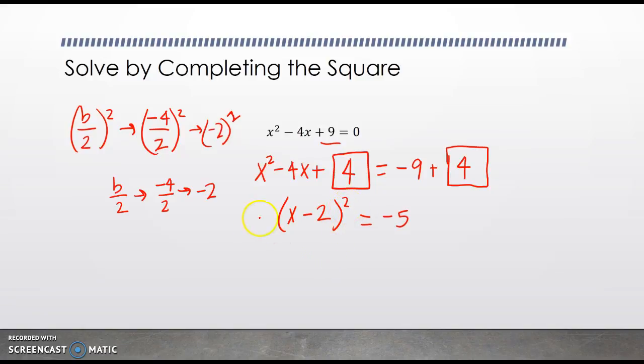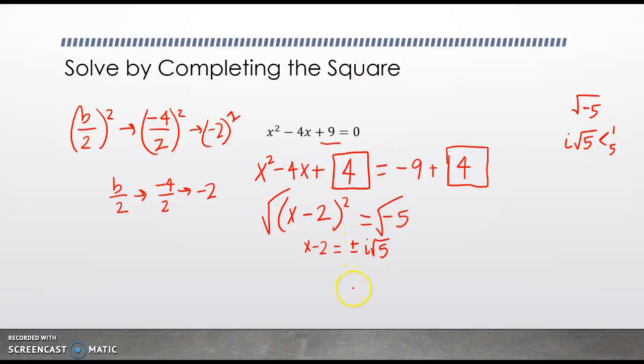To cancel out the square, I take the square root of both sides. That leaves me with x minus 2 equals the square root of negative 5. I'm going to come off to the side. My first step is to say i root positive 5. My only factors of 5 are 1 and 5, so I can't simplify that. So when I come back down here, I'm going to say x minus 2 equals plus or minus i root 5. Don't forget your plus or minus.